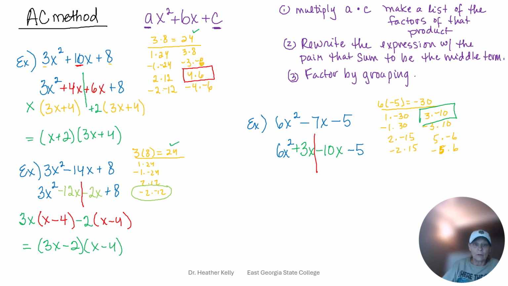Awesome. What can we take out here? We can take a 3x out and we'll be left with 2x plus 1. Be careful. This is where a lot of people mess up on that. They think that it goes away. It doesn't go away. Remember, you have to be able to multiply it back together to get it all back. What do we need to multiply 2x plus 1 by to get negative 10x minus 5? That would be a negative 5. And so our factors here are 3x minus 5 and 2x plus 1.